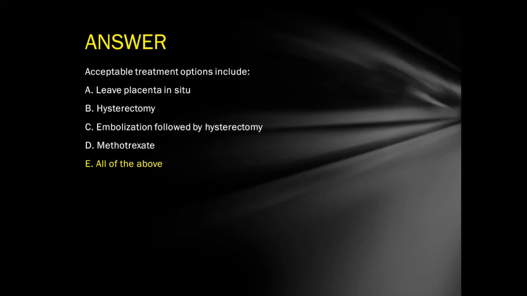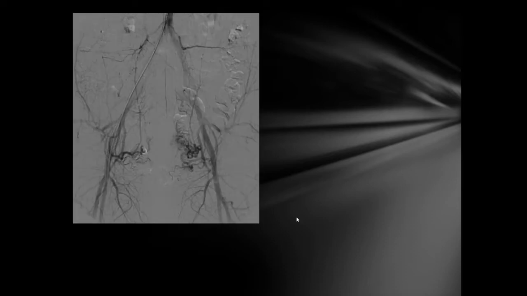Again, I think we'll just do this one kind of on the fly in the interest of time. The answer here is all of the above. One of the more common methods of treating this is leaving the placenta in situ and allowing it to regress spontaneously, which we'll do very frequently. In this case, we're 5 weeks out and she's still having heavy bleeding. Something needed to be done, so she underwent embolization followed by hysterectomy.